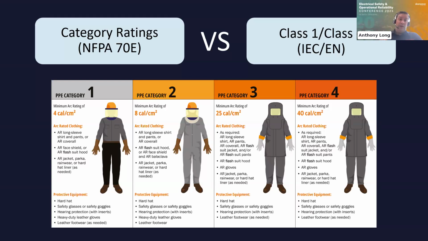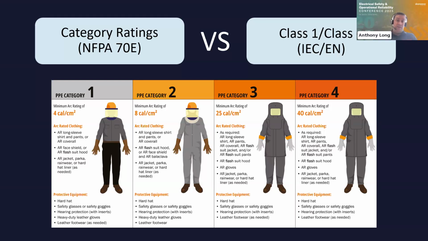With those categories, there is no actual direct correlation with the class 1, class 2 arcs. Often we get people thinking that class 2 and category 2 are the same. They couldn't be further apart. So it's really keen to make sure that if someone is asking you for a class, it is definitely a class that they want, class 1 or class 2, or if there's a category, it's actually within the NFPA category ratings: 4 cal, 8 cal, 25 cal, 40 cal.